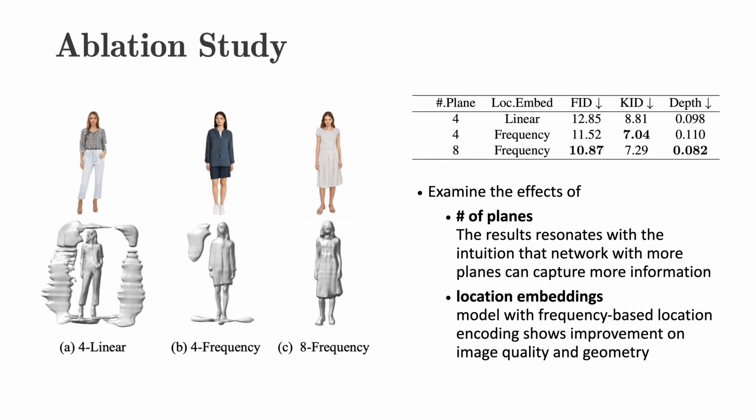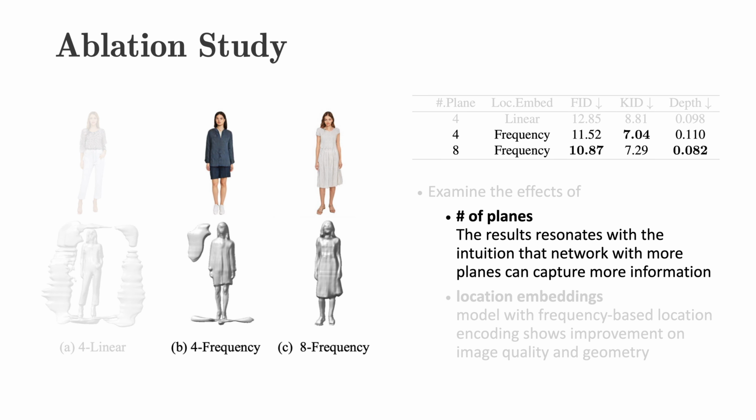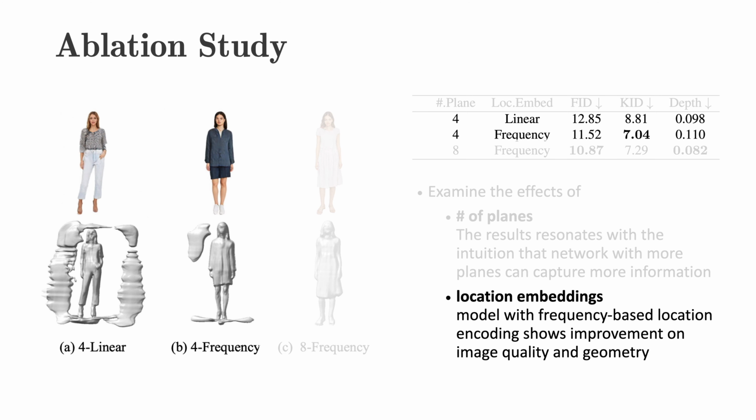In the ablation study, we examine the effects of the number of feature OrthoPlanes used and the type of location embeddings. When increasing the number of feature planes, the results resonate with the intuition that a network with more planes can capture more information. Also, the model with frequency-based location encoding shows improvement on image quality and geometry.